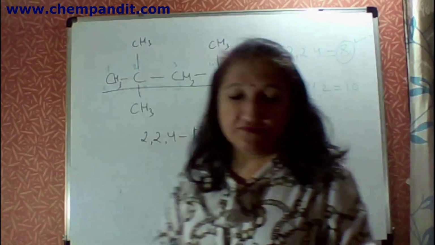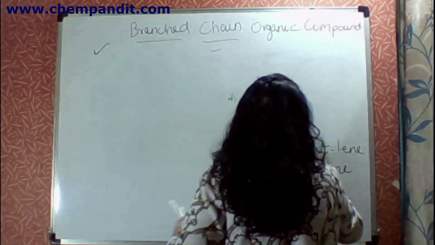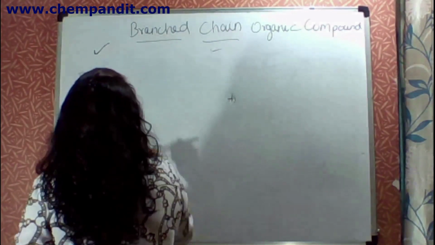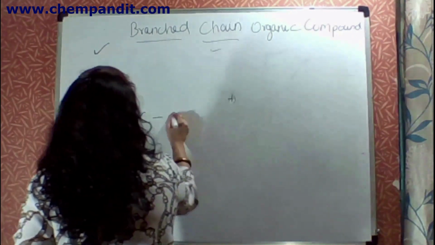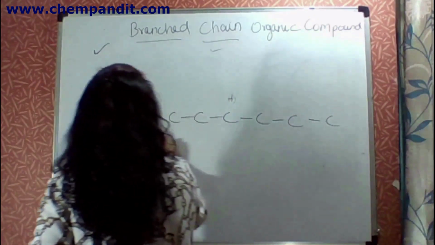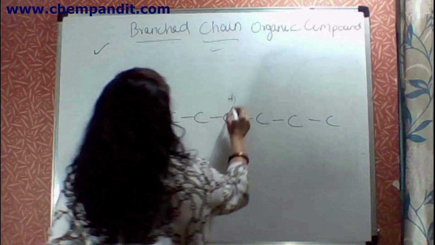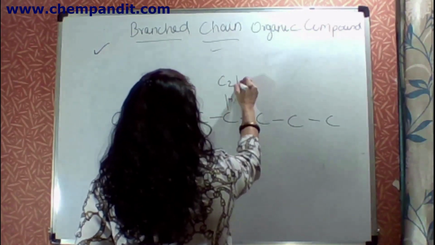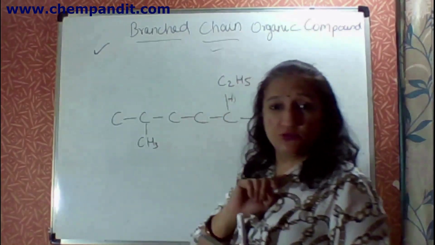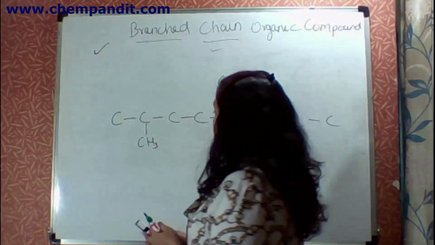Clear? Take an example with multiple substituent groups. Suppose we have a compound and we have a substituent over here, C2H5, ethyl and methyl. So we have two different substituents. So what will be the case? Let's discuss.